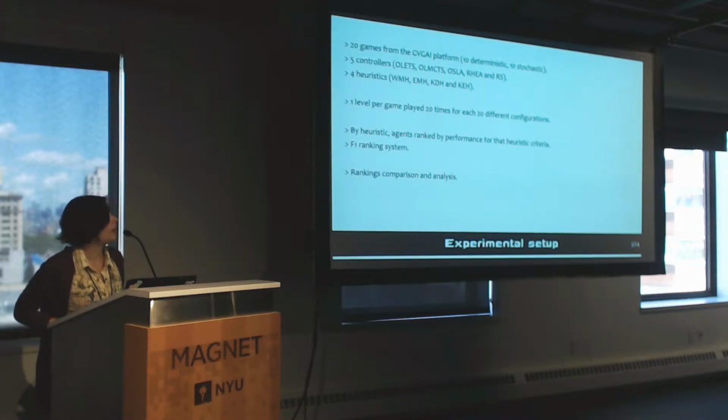Basically, I took 20 games from the framework, and the selection was done based on previous work from other authors. Then I created 4 different heuristics and took 5 of the controllers that are in the framework as well. For each of the heuristics, I ran each of the controllers 20 times in one level of each of the 20 games, and based on their performance, following a certain criteria for the heuristic, ranked them to see if in all the cases the same agents perform the same, or there are differences depending on the heuristics. It gives me a general idea, so I can start somewhere with the research.